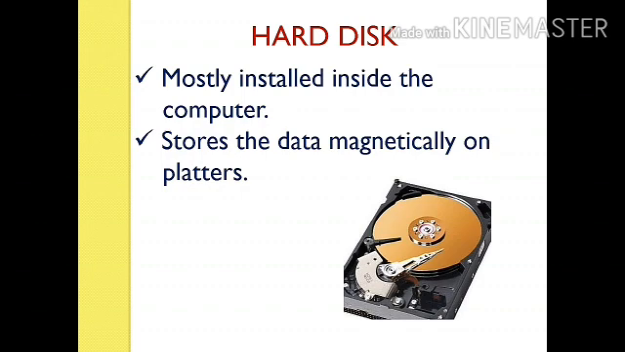Nowadays, portable hard disks are also available. The normal storage capacity of a hard disk installed inside a Pentium Core i3 machine nowadays is 500 GB. Due to a large storage capacity, it is preferred to store all important data into a hard disk. The data stored in it can be retrieved very fast. So a hard disk is mostly installed inside the computer, and it stores the data magnetically on plates.